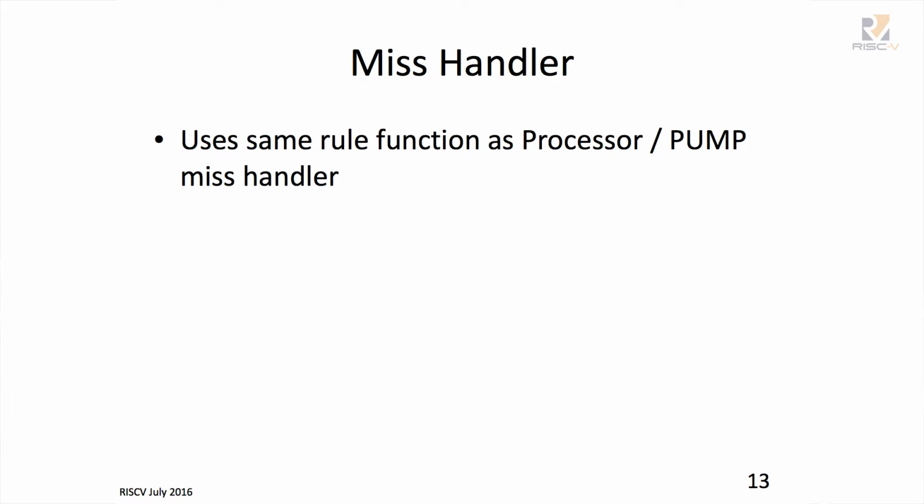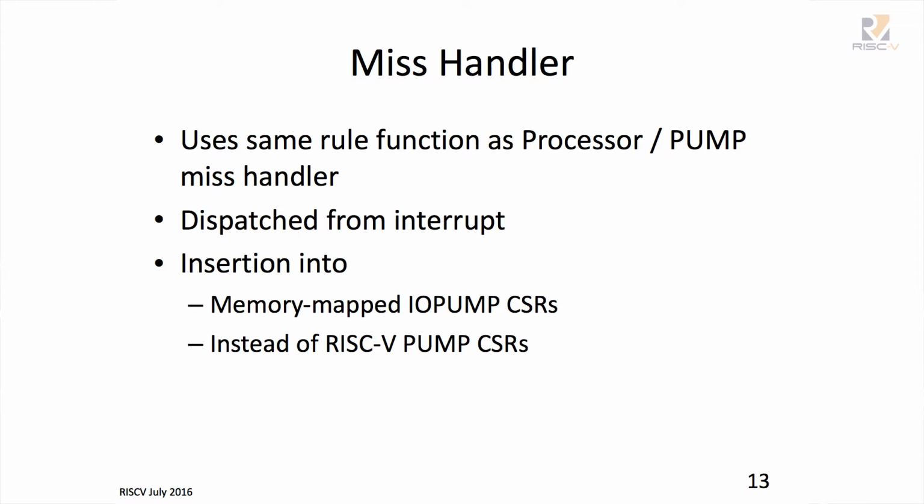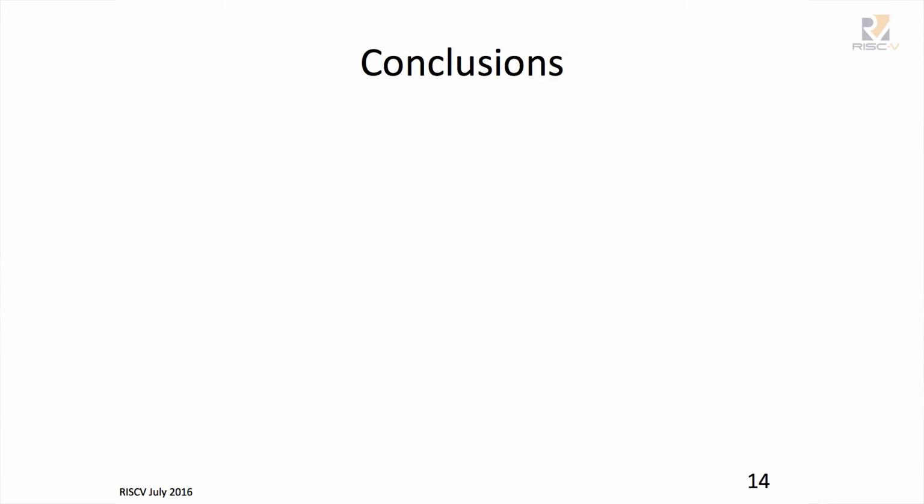Our miss handler uses the same rule. It's one unified function between the one that runs for the processor and the one that runs for the I/O pump. That's what we want, since we want uniform policy enforcement. They get dispatched from an interrupt in this case rather than a trap because of where the I/O pump sits. And insertion is through these memory mapped I/O pump accesses instead of RISC-V CSRs.